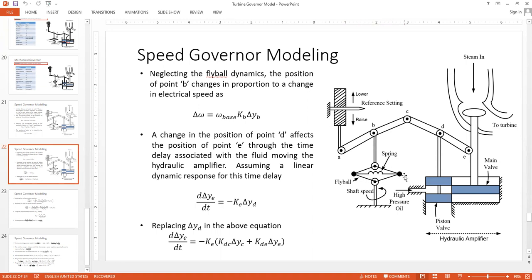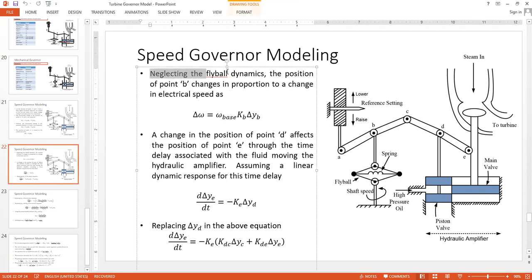So there is a dynamics, of course, associated with the fly ball position change. But for the simplicity of our derivation, we are neglecting it because that is not our main target. Our main target is the dynamics of what is happening here, not here. Of course, you can try to capture that dynamics through modeling, but it is ignored for simplicity of the model. So we neglect the fly ball dynamics.